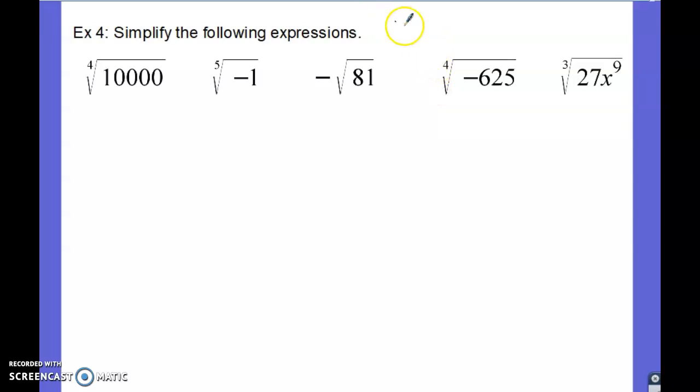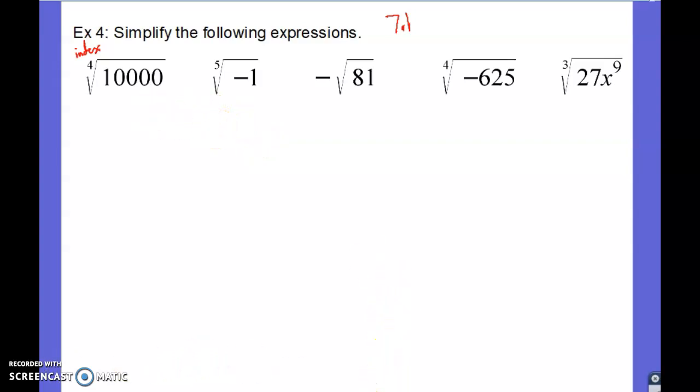So we're continuing 7.1, and in the previous video I talked about how this number up here is called the index. So the index is 4. Basically what this boils down to is you're looking for what number times itself 4 times would give you 10,000. And I do want to point out that your calculator will do this as well.